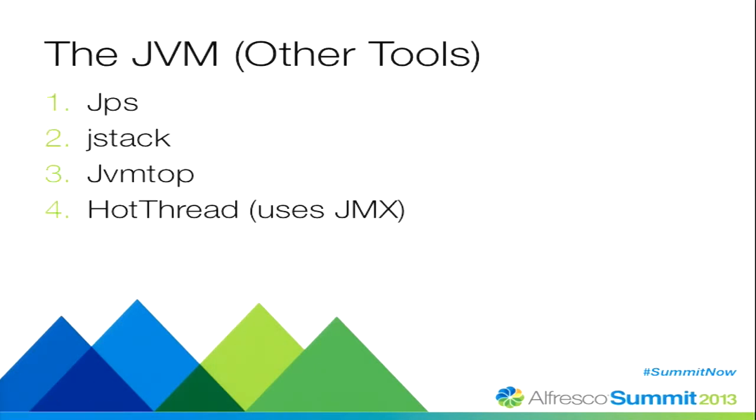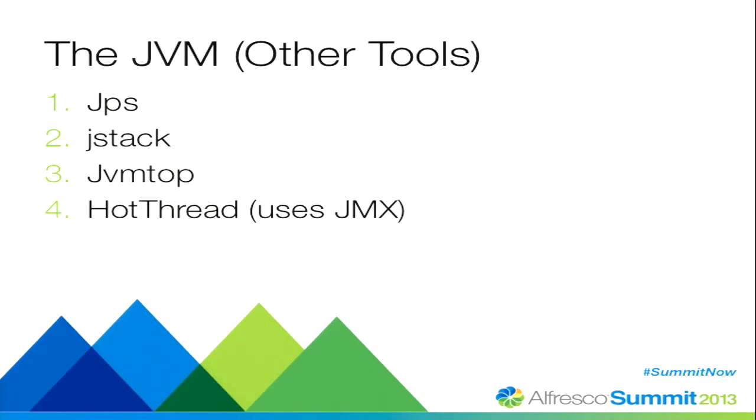Some other tools that I use on the JVM tier, the first two are just part of what ships with the JDK, right? So JPS, which is basically a Java version of PS for Unix, just gives us a list of running Java processes. JStack will take all the currently running threads and dump their stacks to a file. A lot of times when you engage with Alfresco support, they'll ask for a stack dump, and JStack is probably the easiest tool to use to get that.